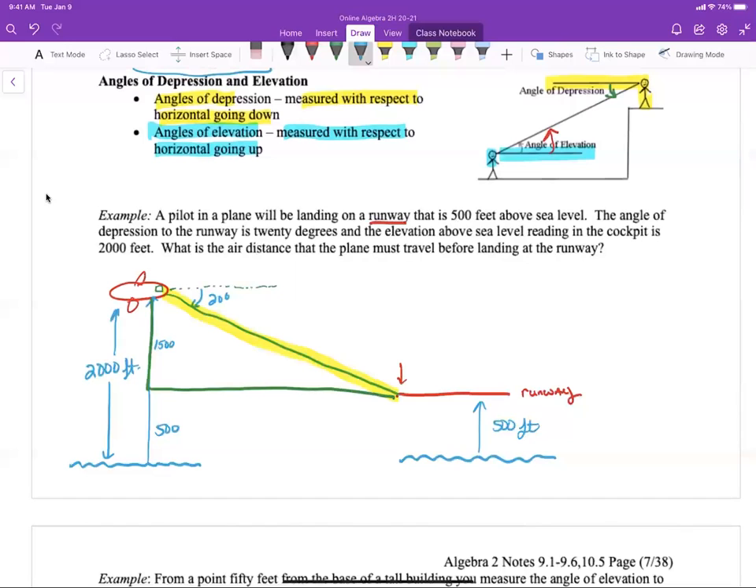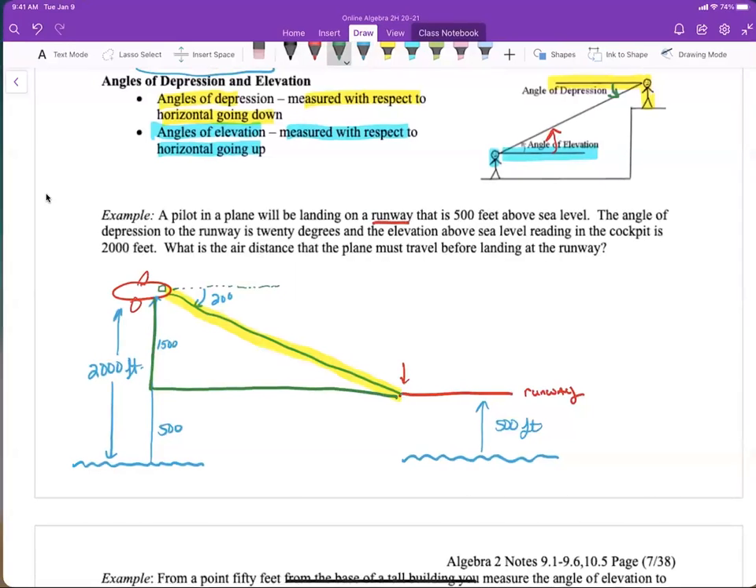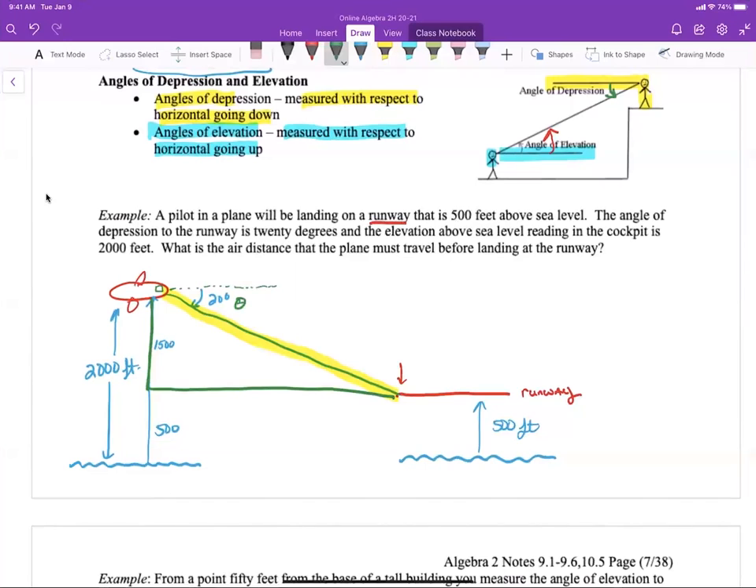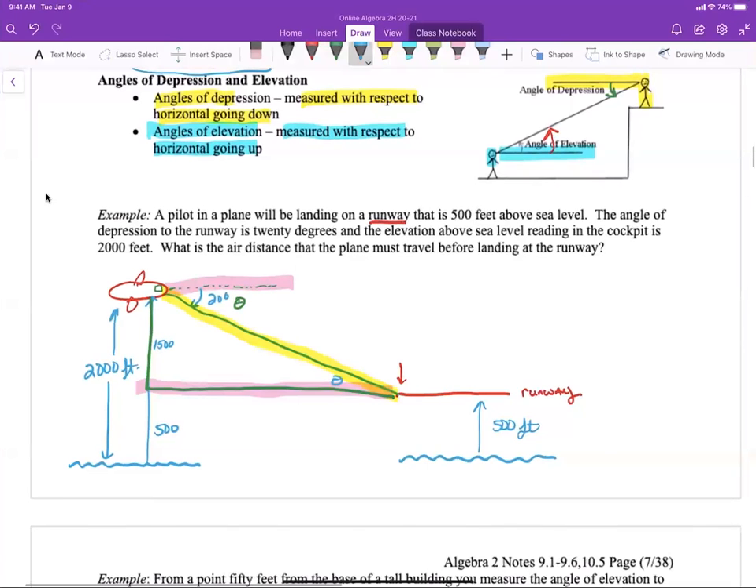Do I know any angles of the right triangle? Well, if I know this is 20 degrees, I'll call that theta. Using knowledge of geometry, these two lines are parallel with one another. Alternating interior angles, if that's theta, then I know this is also theta. That's one thought you can use.